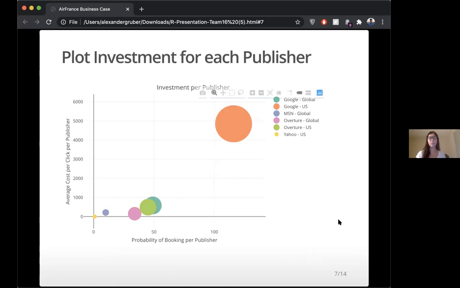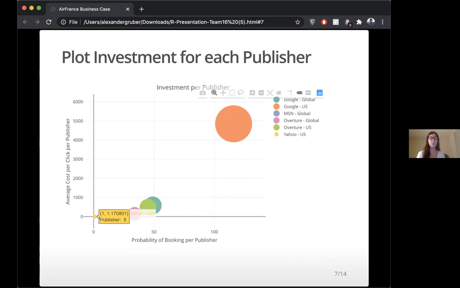If we look at each publisher regarding the probability of booking and average cost per click, then we see that AirFrance has been investing in Google US the most because it is also the one that has the highest probability of booking. For the US market, it makes sense to continue using Google. As for the global market, they should consider using Overture because the investment is less than MSN and the probability of booking is almost the same. As for Yahoo, they should just stop using it completely.